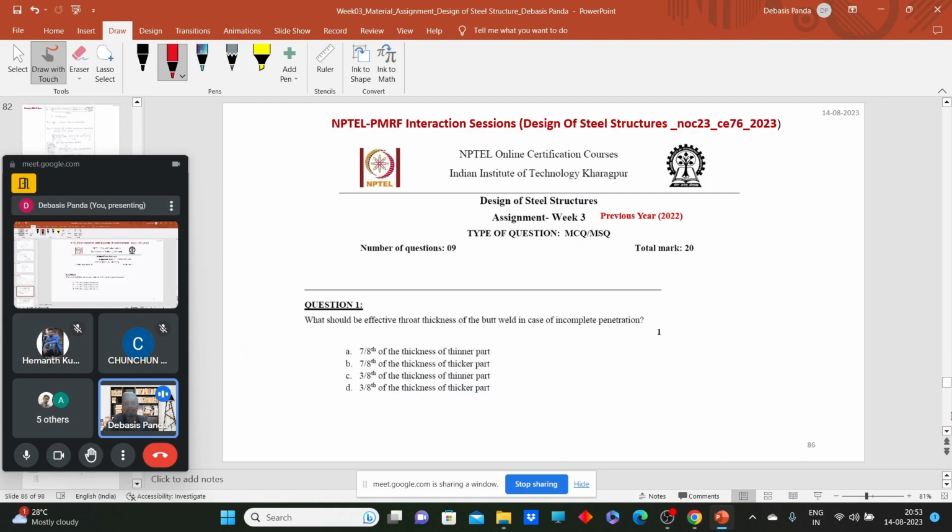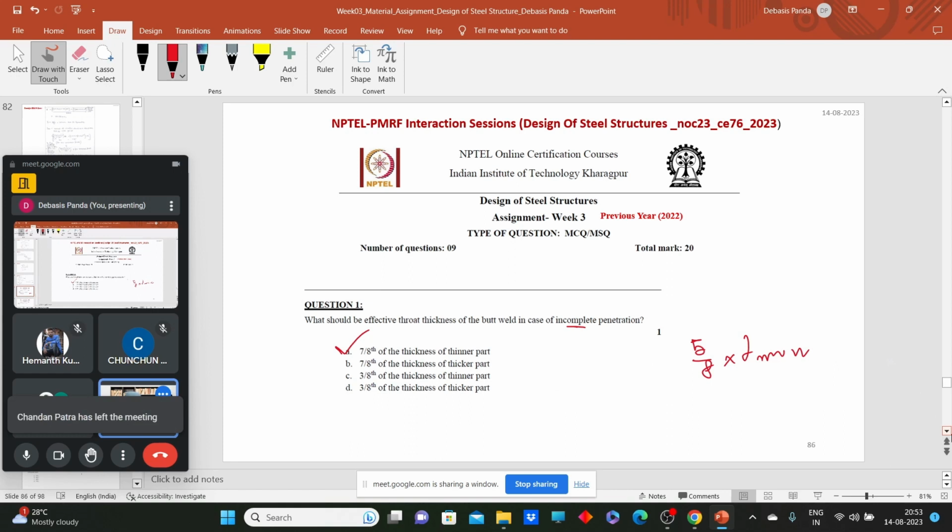Let's quickly go through the previous year assignments. First question: what should be the effective throat thickness of the butt weld in case of incomplete penetration? We have just gone through this. It is 7/8 of the thickness of the thinner part. And while we consider the calculation of stress, it will be 5/8 of the thickness of the thinner part.